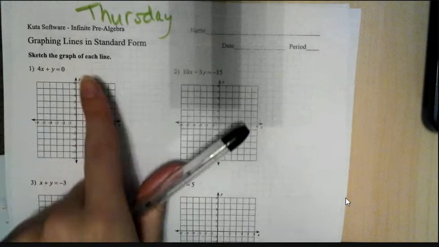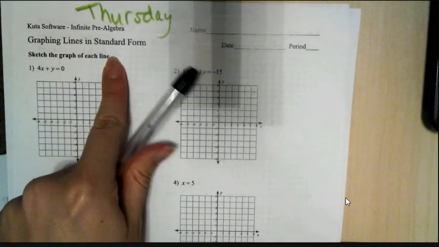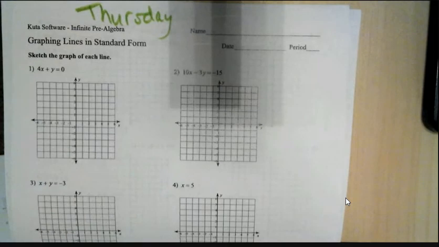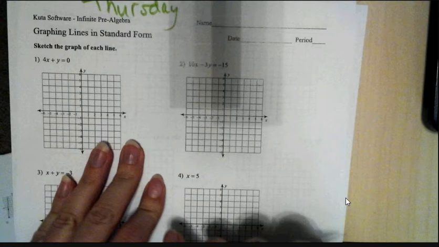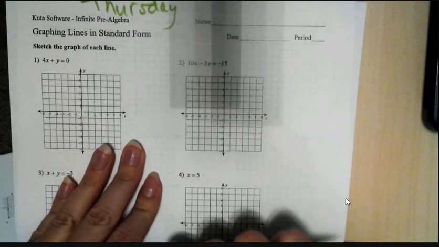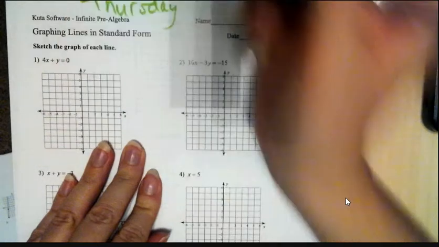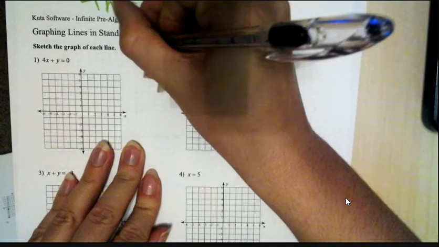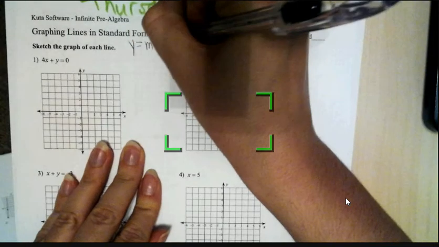Today for ELT you are going to be graphing lines in standard form. So in order to sketch the graph of any line, I need to make sure my equation is in slope-intercept form, which is y equals mx plus b.